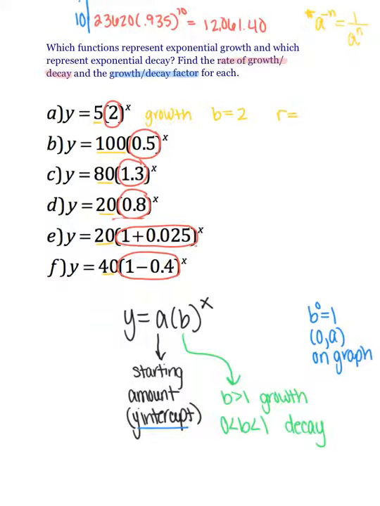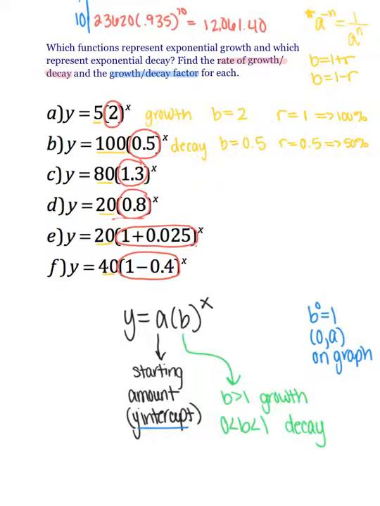And now my r. Remember that b is equal to 1 plus r for growth, or 1 minus r for decay. So since b is equal to 1 plus r, this means r must be equal to 1. And that implies my growth rate is 100%. Let's look at the next one. I'm looking at my b value of 0.5. Since that's in between 0 and 1, I know this is decay. My b value is 0.5. For decay, I know that b is equal to 1 minus r, so r had to be equal to 0.5. Hence, my decay rate here translates to 50%.